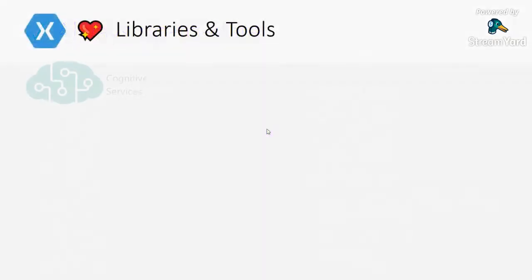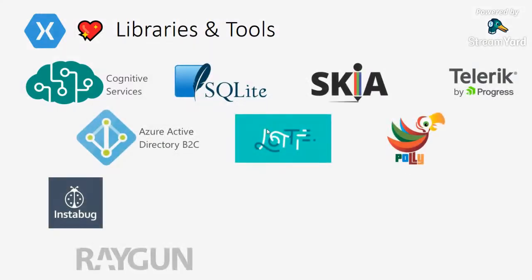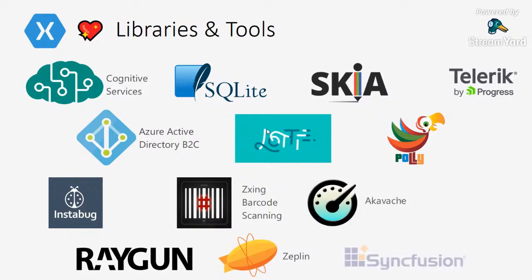And then the libraries and tools. Different libraries and tools are available, ready to use, free and open source, like Azure services and Active Directory, SQLite, Lottie and Syncfusion, Telerik, and a lot of open source tools and controls available to use.